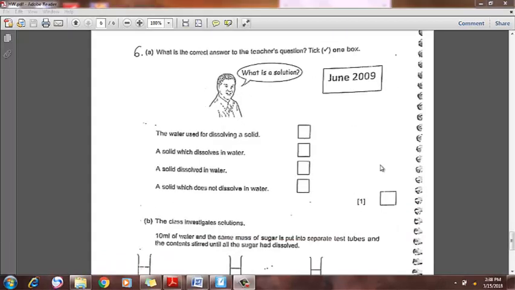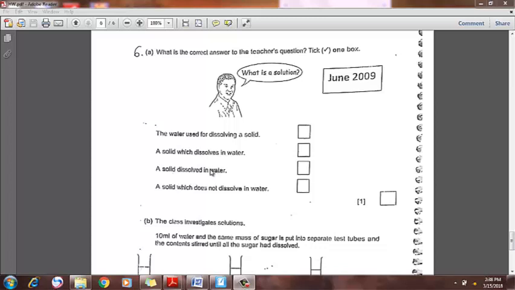What is the correct answer to the teacher's question? Tick the correct box. What is a solution? The water used for dissolving a solid. No, this is not a solution. This is the solvent. Solid which dissolves in water. No, this is solute. A solid dissolved in water.